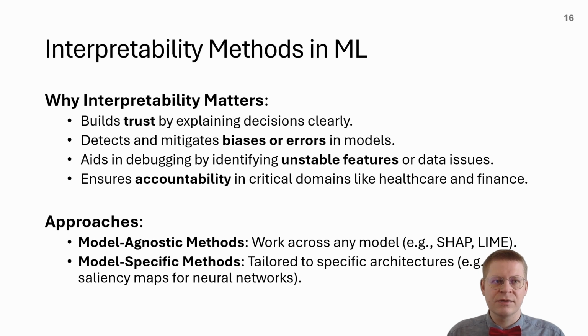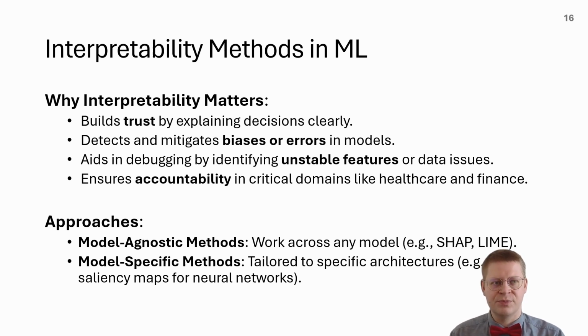Interpretability is at the heart of responsible machine learning. It answers the crucial question, why did the model make this decision? Let's take a look at some core interpretability methods. Shapley additive explanations. They quantify how much each feature contributes to a prediction based on cooperative game theory. For instance, in a bank's loan approval system, SHAP can identify whether income, credit score, or loan history played the biggest role in approving or rejecting a loan.